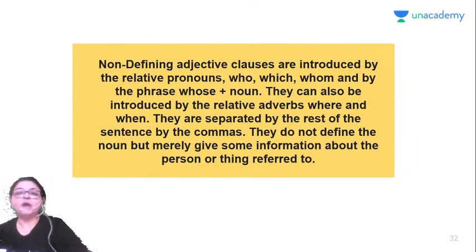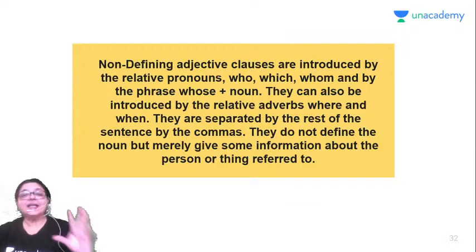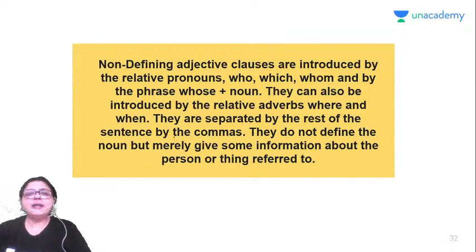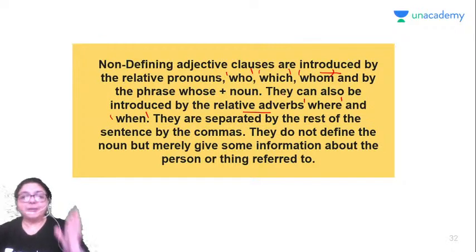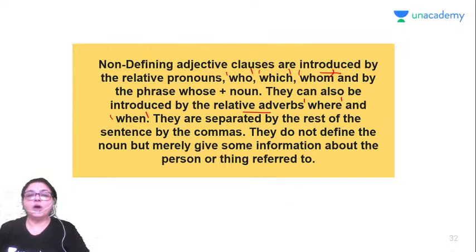Okay, now moving on to non-defining adjective clauses. Non-defining adjective clauses are introduced by the relative pronouns who, which, whom, and by the phrase whose plus a noun. They can also be introduced by relative adverbs where and when. They are separated from the rest of the sentence by commas.